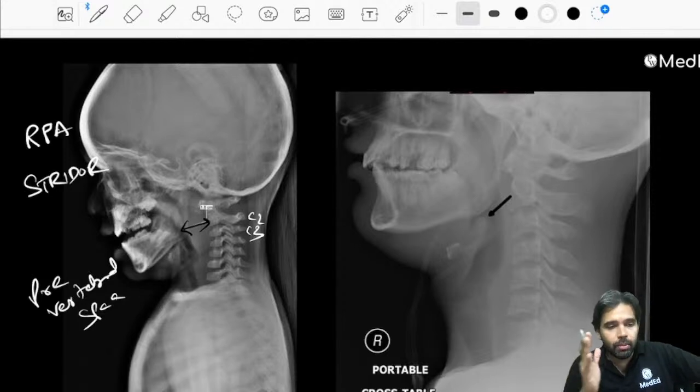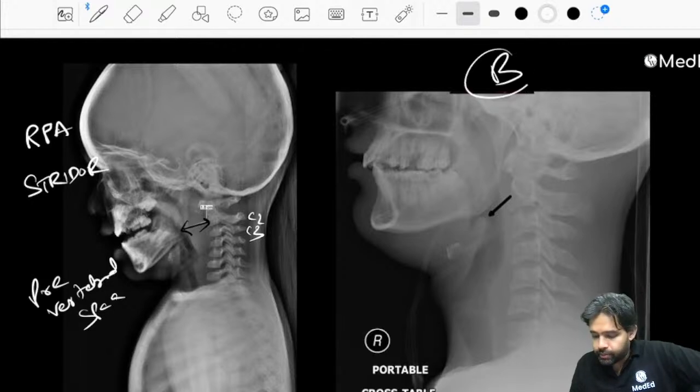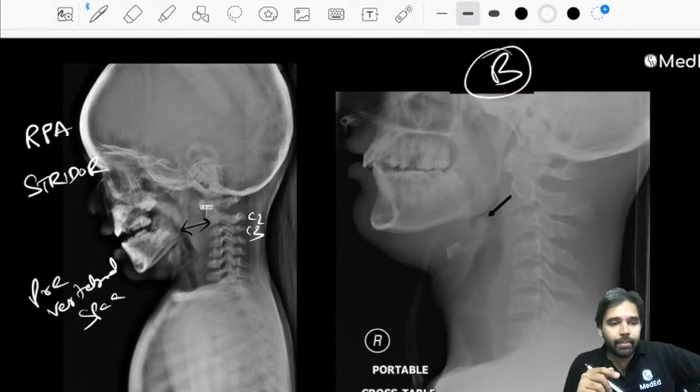All right. Dot sign. Dot sign is seen in antrochoanal polyp. It is the space of air that is there laterally. What do you see in B over here? B is also an important image-based question.